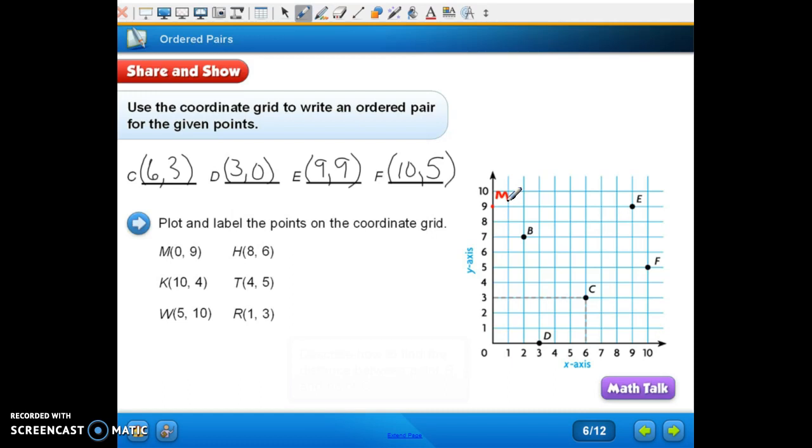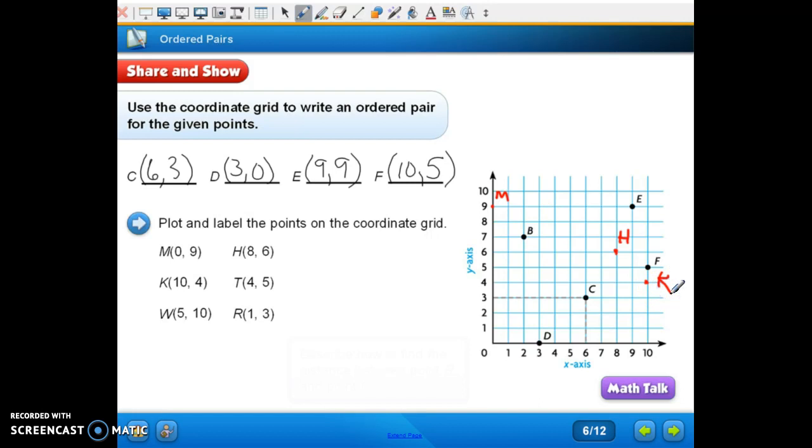Faith. How about H? Go over 8 and up 6. Over 8, up 6. And what are we going to label that? H. Parker, on K, what are we going to do? Go over 10 and up 4. Over 10 and up 4. Okay, and that's labeled K, right under F.